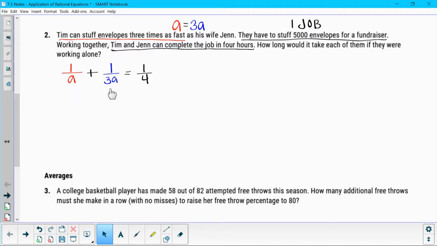Personally, again, if I can avoid working with fractions, even though I'm working entirely with fractions, I will try to do that as much as I can. So let's go ahead and give them all a common denominator.